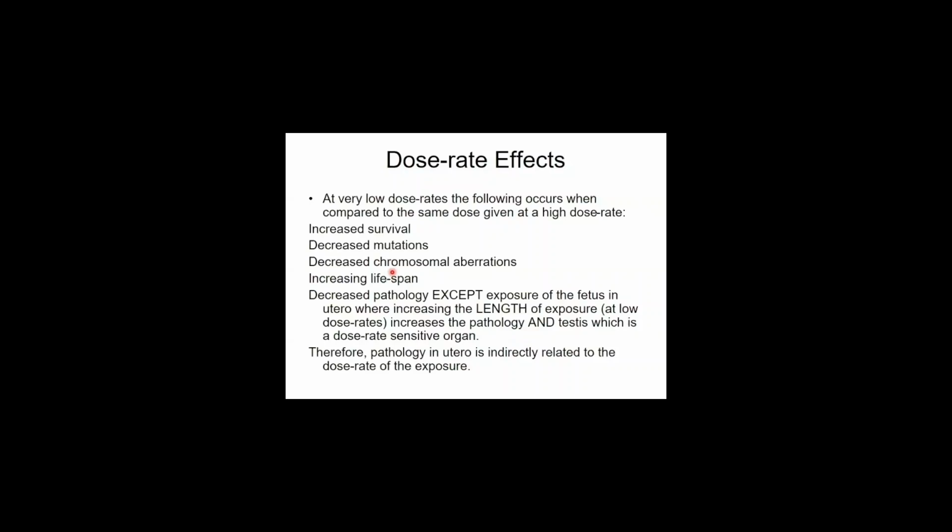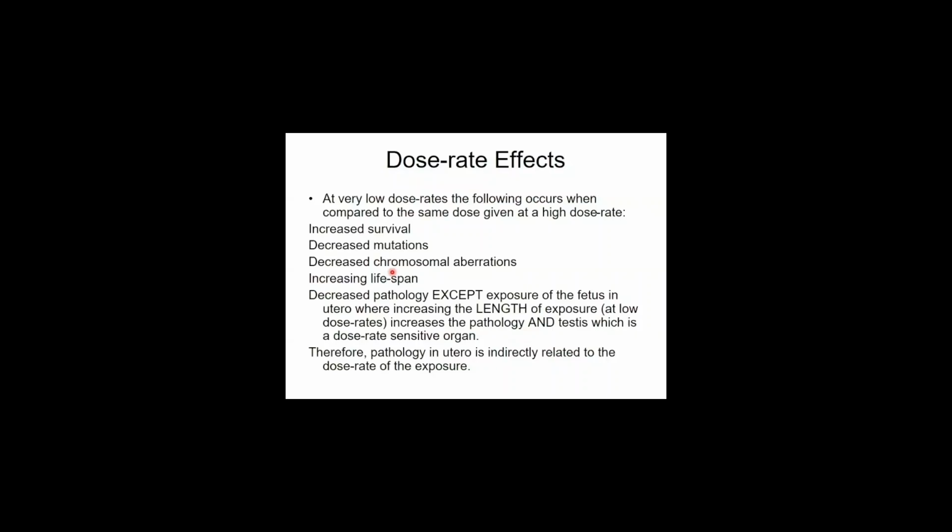But there are 2 exceptions to this that you need to know for your boards. Exception number 1 is the testis. The testis is the one dose rate sensitive organ in the body. It is more sensitive to low dose rates than high dose rates, and it has to do with the cell cycle turnover of the spermatogonia in the testis. We're going to talk about both of these when the time comes. We'll talk about the testis when the testis comes up. The second example is the fetus.